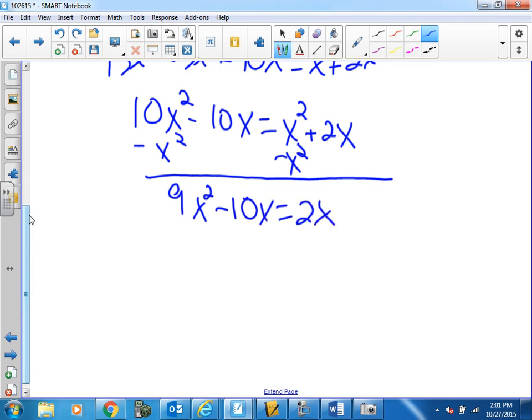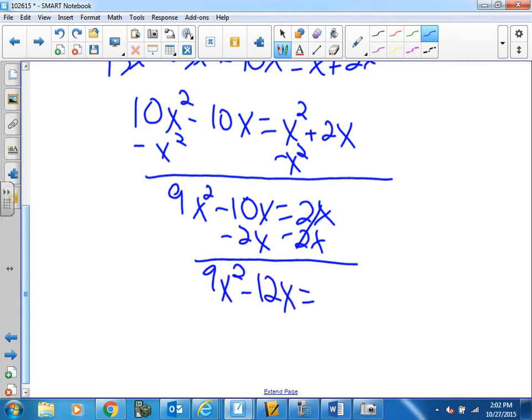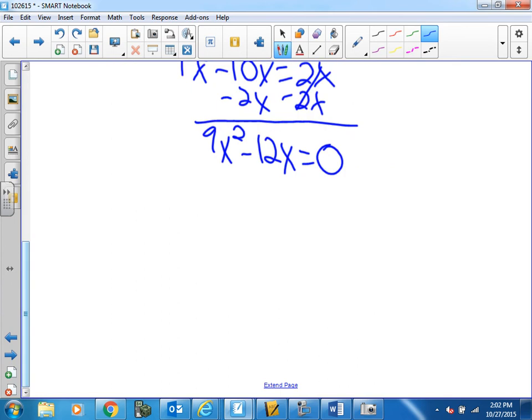Now, I see it's a quadratic, so a good thing would be to set it equal to 0. And we have minus 2x minus 2x. And we have 9x squared minus 12x equals 0. Now, you could use the quadratic formula in this case. That would certainly work. I'm going to go ahead and factor though.